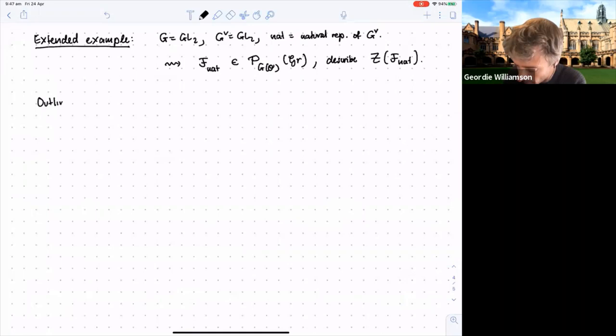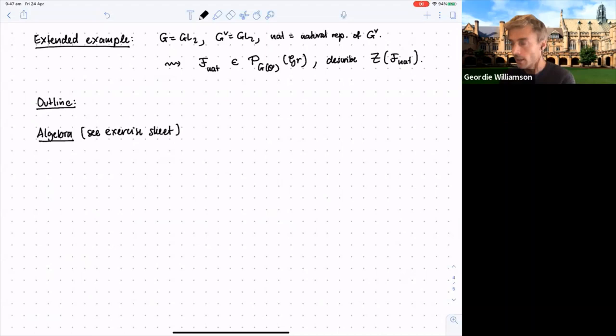So firstly, there's algebra, which see the exercise sheet. So the affine Hecke algebra for GL2 is the affine Hecke algebra for SL2, semi-direct product, some generators, so this is a generator of length 0 elements.